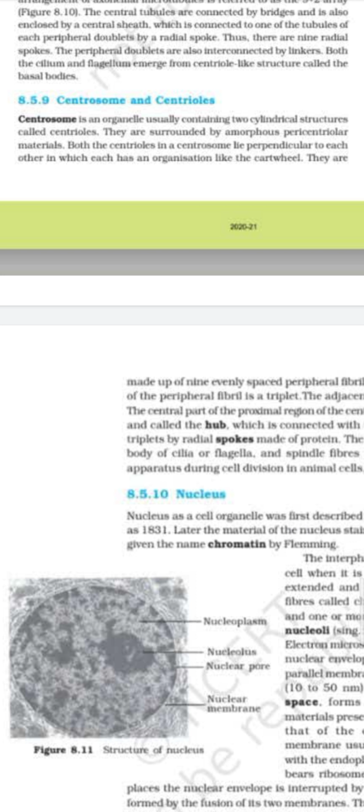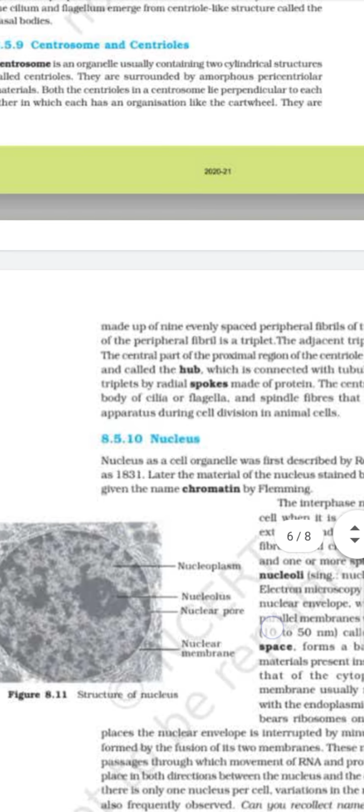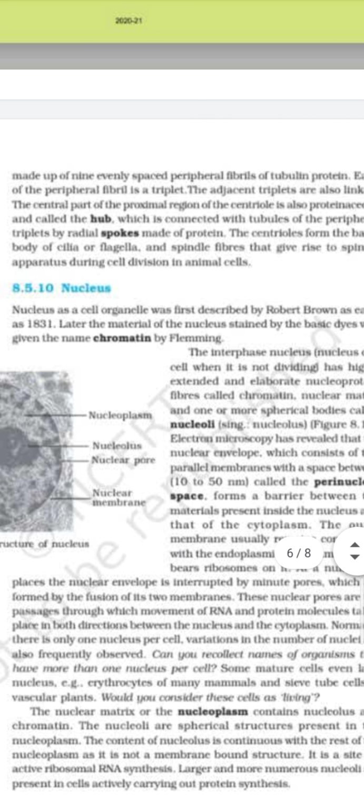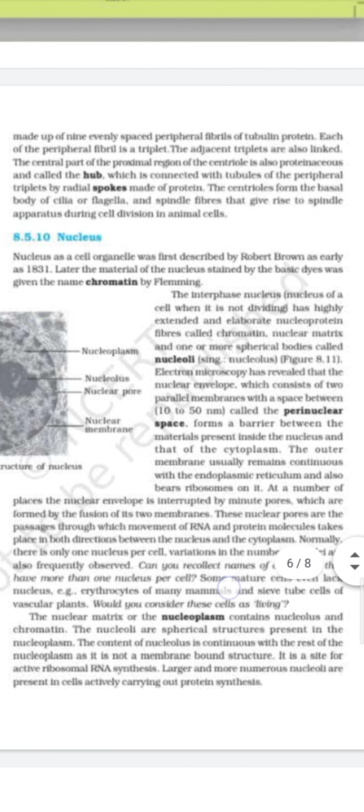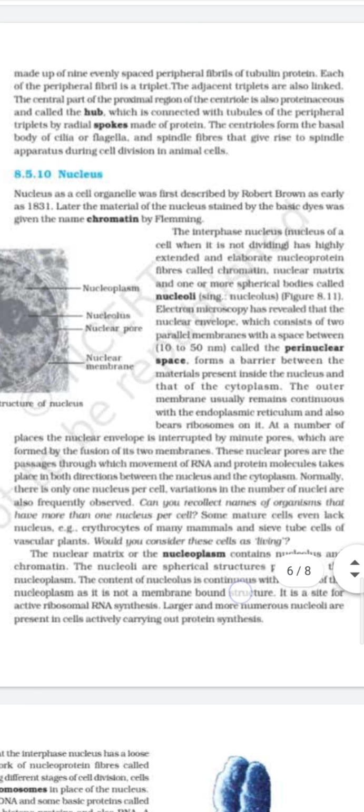Centrosome is an organelle which contains two structures called centrioles. These centrioles are surrounded by amorphous pericentriolar material. If you see both of the centrioles in a centrosome, they are perpendicular to each other. They are made up of 9 evenly spaced peripheral fibrils of tubulin protein. Each of the peripheral fibrils is a triplet. The adjacent triplets are also linked.